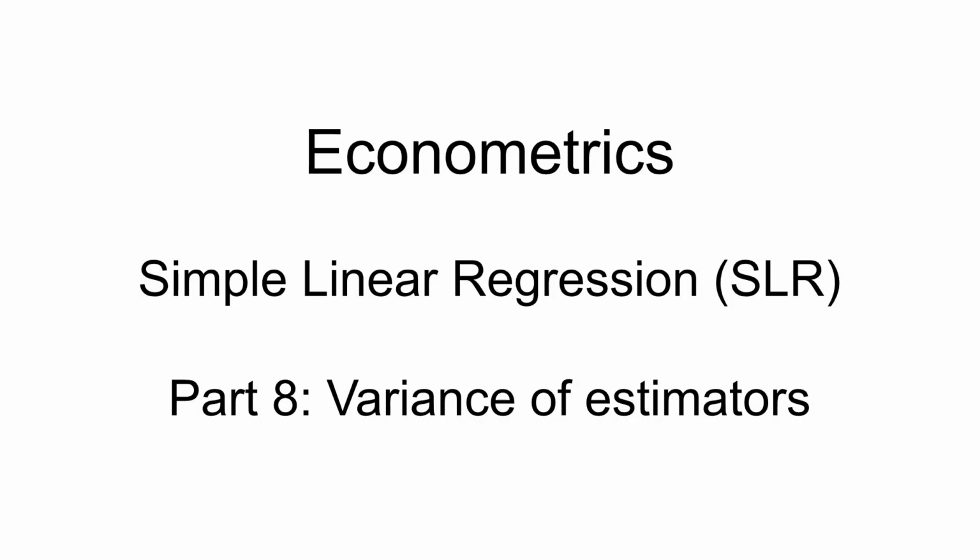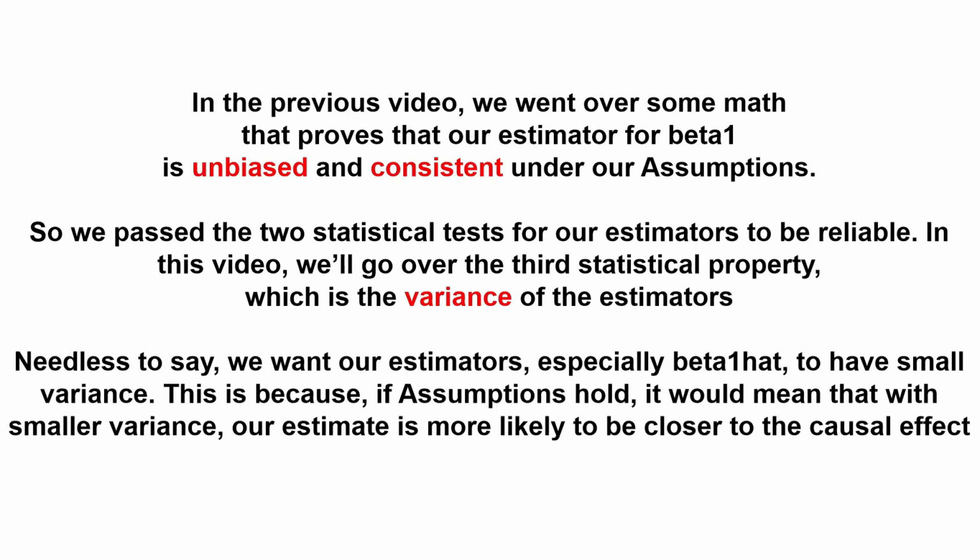Hello everyone, this is part 8 of Econometrics where we're going to talk about variance of estimators. In the previous video, we went over some math that proves that our estimator for beta 1 is unbiased and consistent under our assumptions. So we passed the 2 statistical tests for our estimators to be reliable.